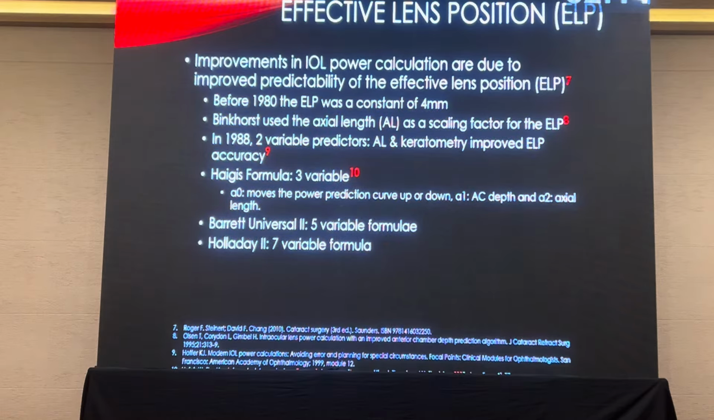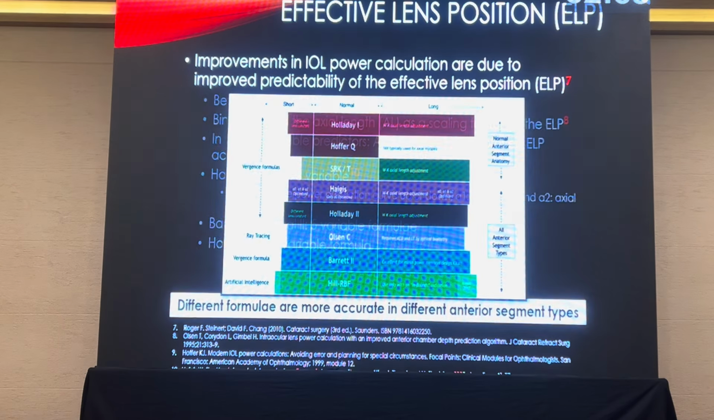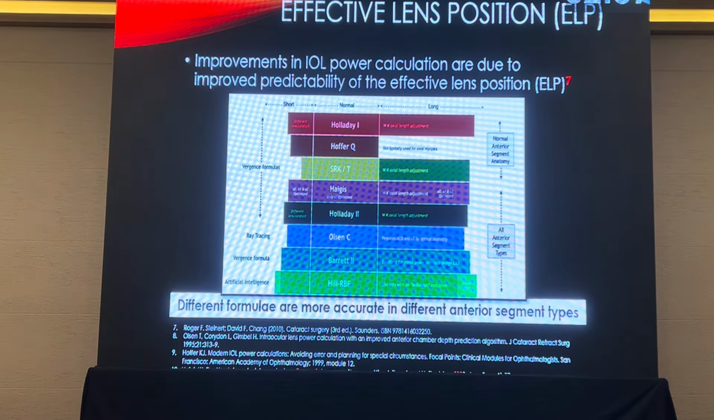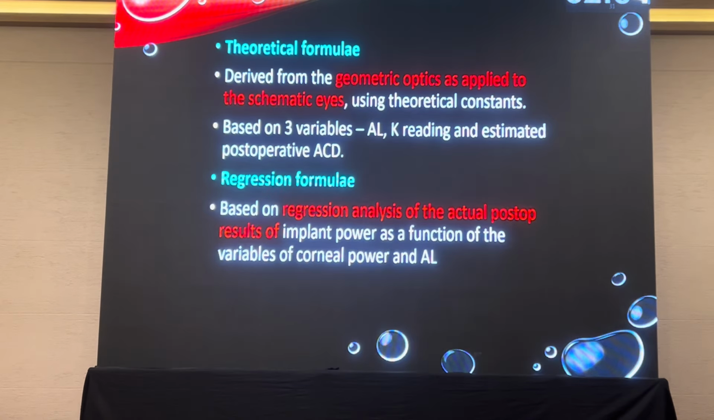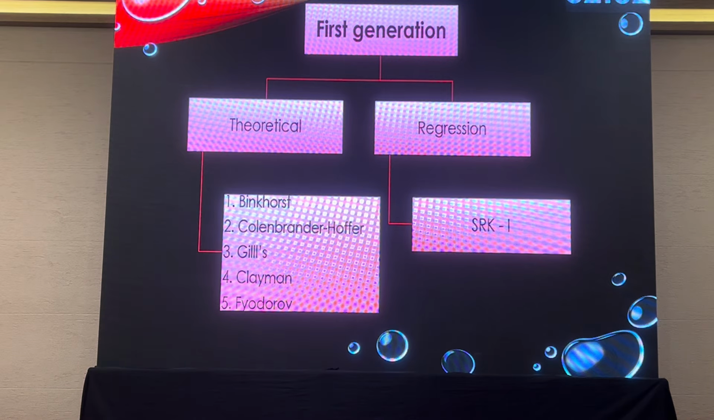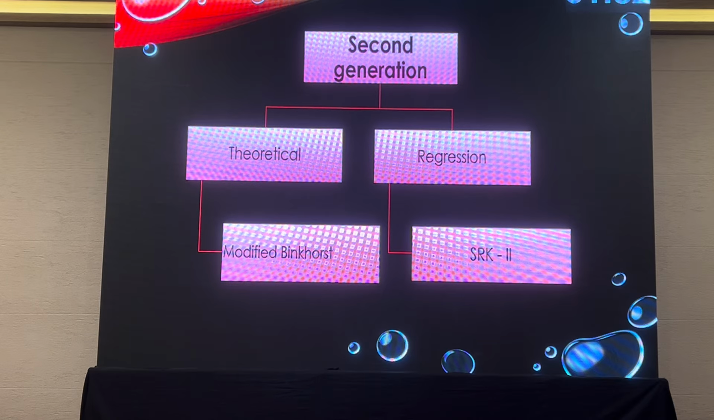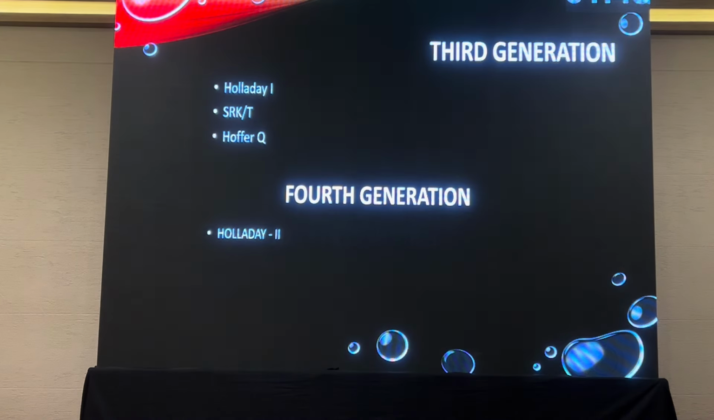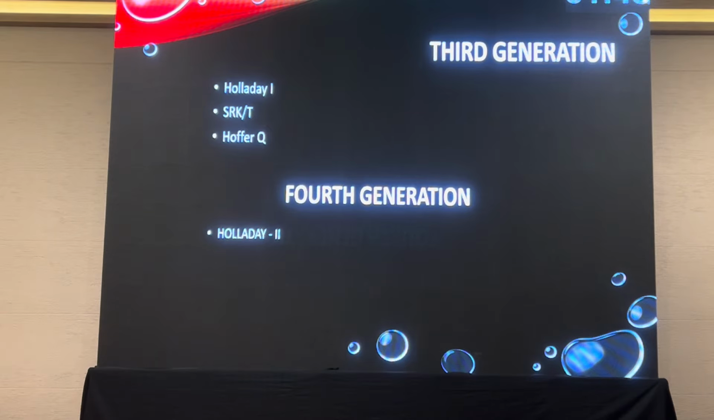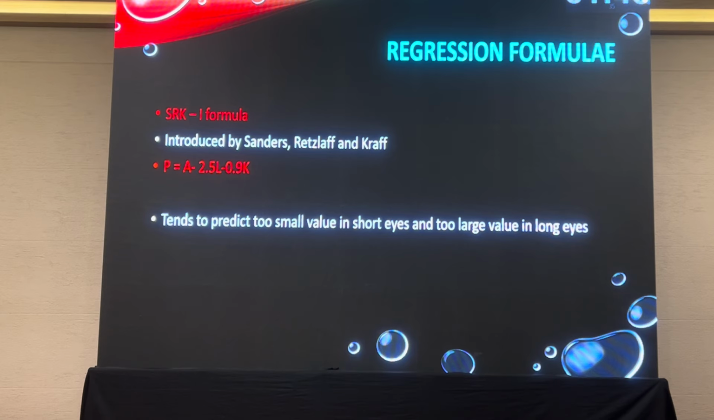Coming on to the effective lens position and the IOL formulae. Basically now what is more important is the effective lens position, which is being corrected in the newer formulae. You can have the theoretical or the regression formulae. The regression goes back, collects data from the post-operative results and gives us this. So you have the SRK1, the SRK2 is the second generation, and the third generation are much better, the Holladay, SRK-T and the Hoffer Q. And the fourth generation Holladay 2 is very important, very good.